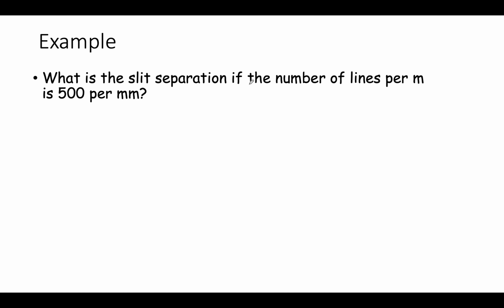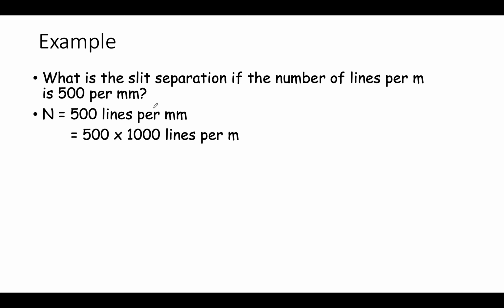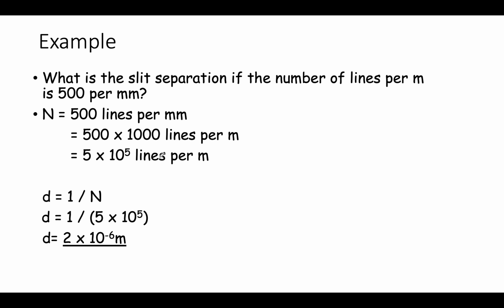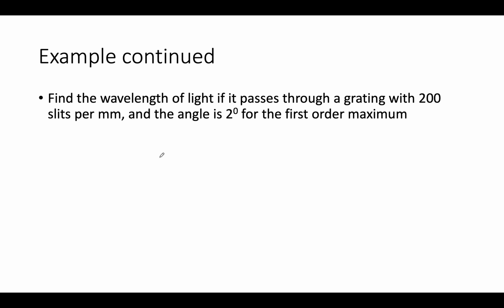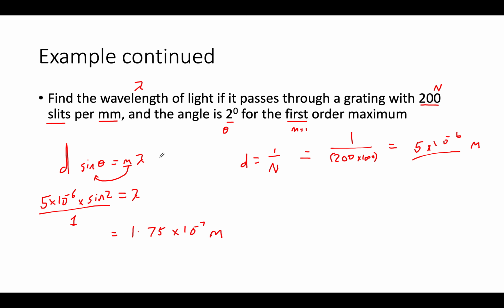So you might get a question saying you get 500 lines per millimeter and you have to figure out how much distance is between the slits. So we know it's 500 lines per millimeter. How many is that per meter? Well, we know there's 1,000 millimeters in a meter, so we can just multiply that by 1,000. So you have this many lines per meter. You can do 1 over that to get d. And you can use that to calculate a question. You can solve problems using that, and we will be doing this in class. Very straightforward.